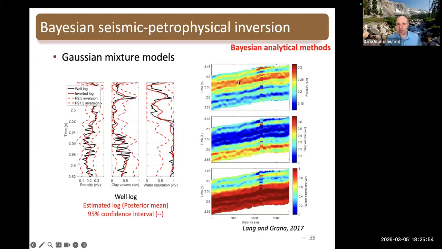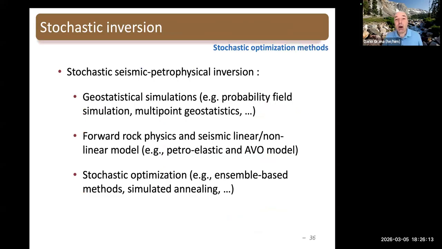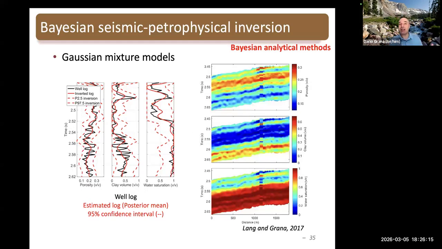So here you can see some anomalies of porosity. This means that you have high porosity, potentially you might have hydrocarbon, and then here you have water saturation. So here we are in the water table, but at the top you can see that there is some low water saturation, which potentially means oil and gas. In this case, it was oil. Okay, so that's enough for the Bayesian analytical part.